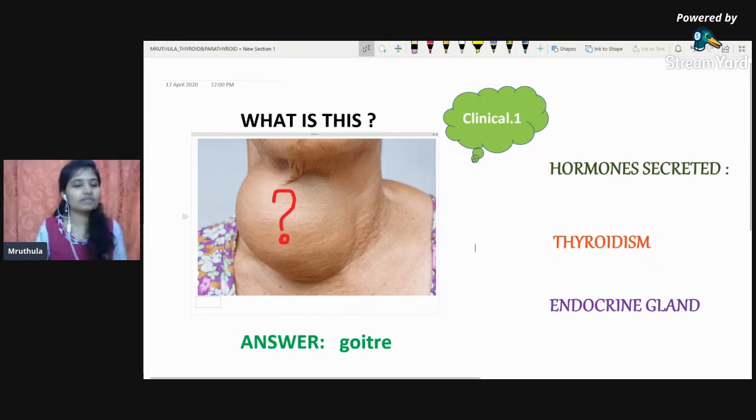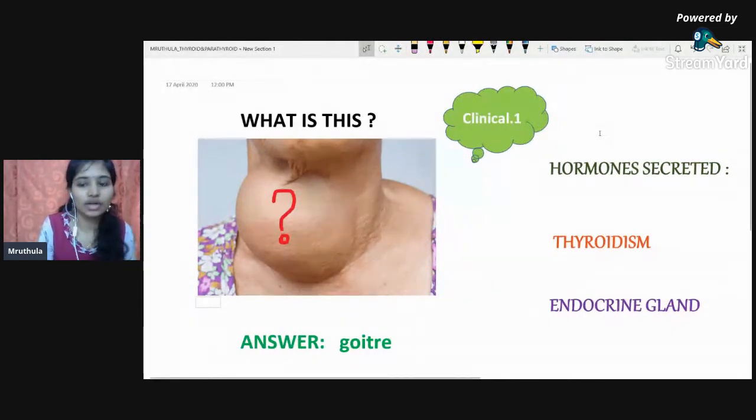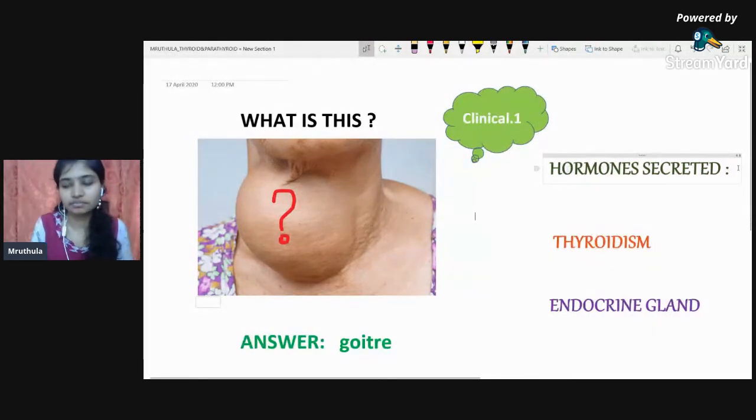So the one important thing is, to define goiter, we must definitely use the word the pathological enlargement of the thyroid gland. Why? Because the thyroid gland, physiologically, that means normally it enlarges whenever a woman undergoes menstruation or during pregnancy. There is a mild enlargement, but that is not goiter. That's the reason why we use the term pathological.